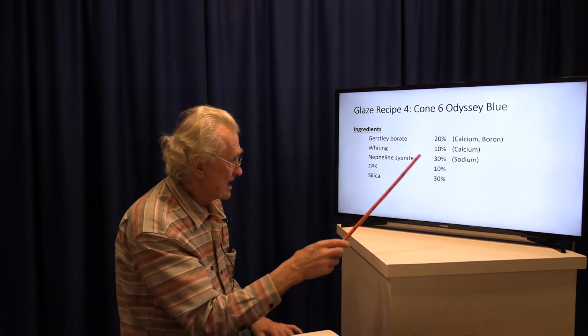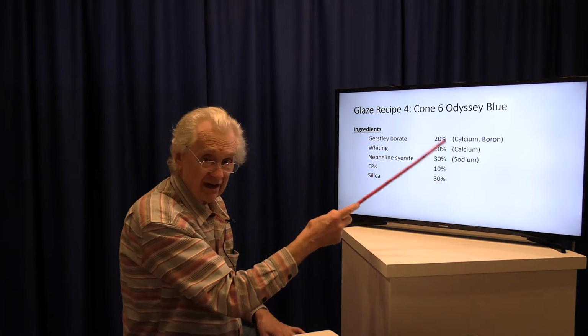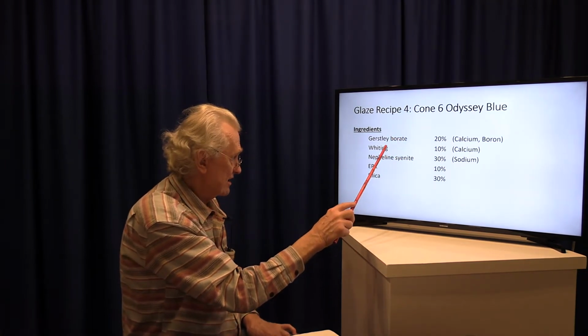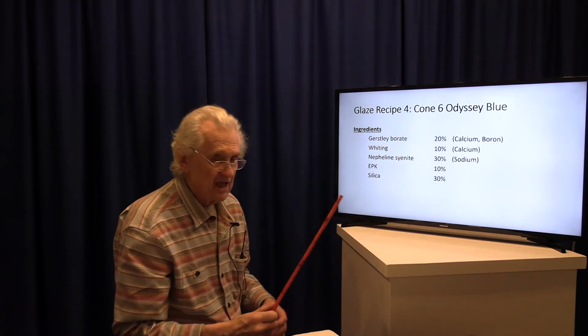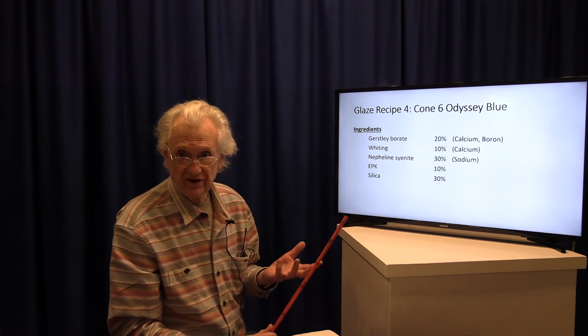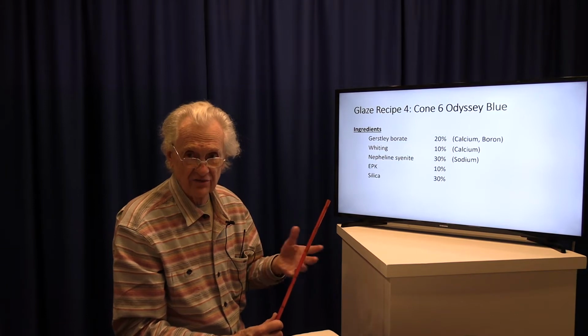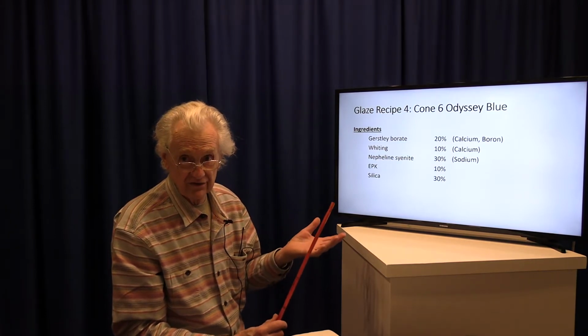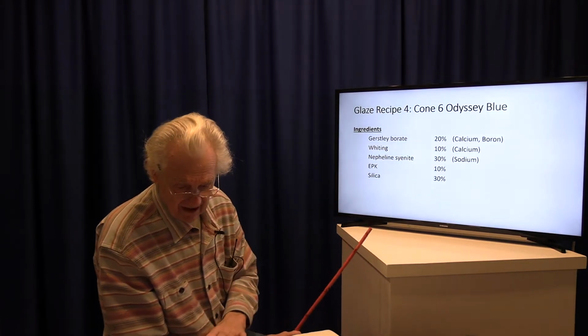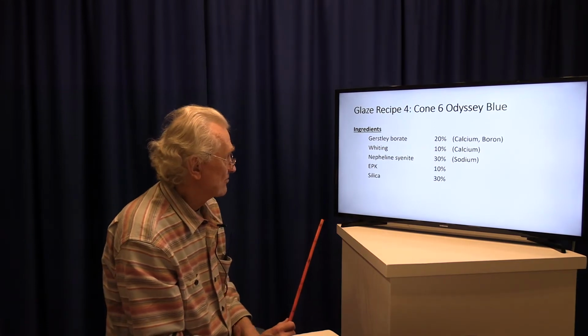I don't question that. But the only comment I wanted to point out, with this mix of fluxes, the calcium boron, the calcium oxide, and the sodium, it probably gives a nice color response. So this is probably a nice base glaze to add colorants to get some vivid colors. Okay? Okay, let's go to the next one then.